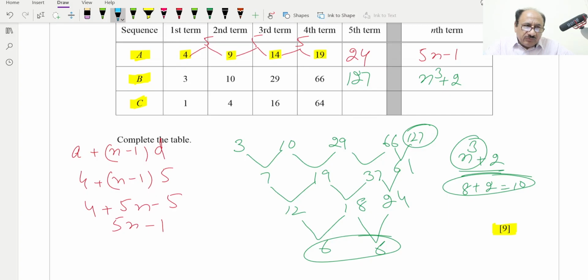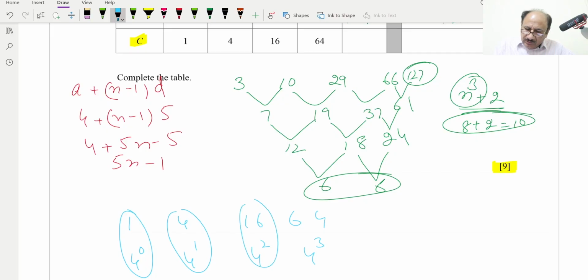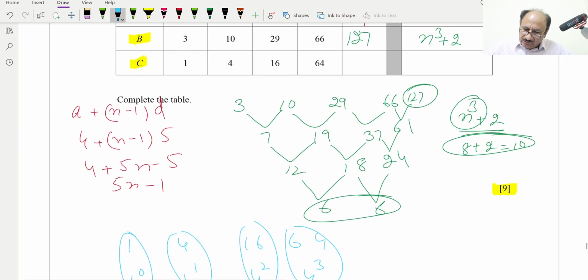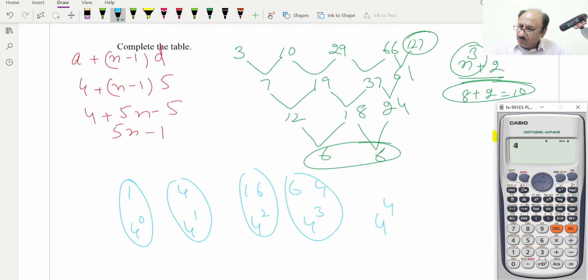And C part is 1, 4, 16. So we can write this as, for example, 1, 4, 16 and 64. This one we can write as 4 raised to the power 0, 4 raised to the power 1, 4 raised to the power 2, 4 raised to the power 3. So these are basically in terms of 4 raised to the power. So the next term will be 4 raised to power 4, and 4 raised to the power 4 is equal to 256.